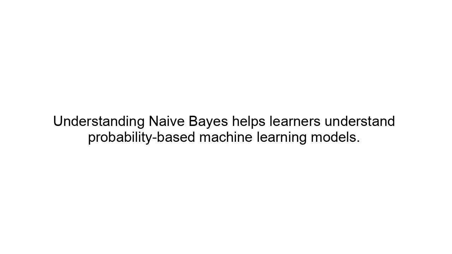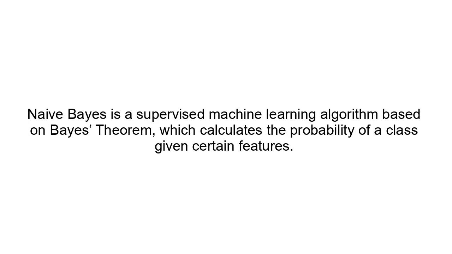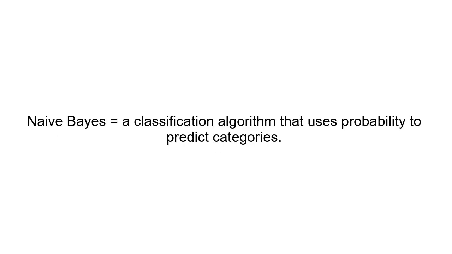What is naive Bayes? Naive Bayes is a supervised machine learning algorithm based on Bayes' theorem, which calculates the probability of a class given certain features. In simple words, naive Bayes is a classification algorithm that uses probability to predict categories. Example concept: input features, probability calculation, predicted class. The algorithm selects the class with the highest probability.